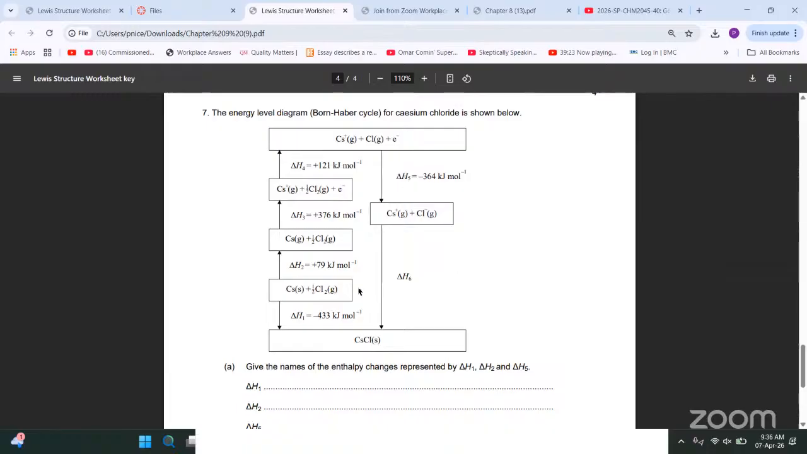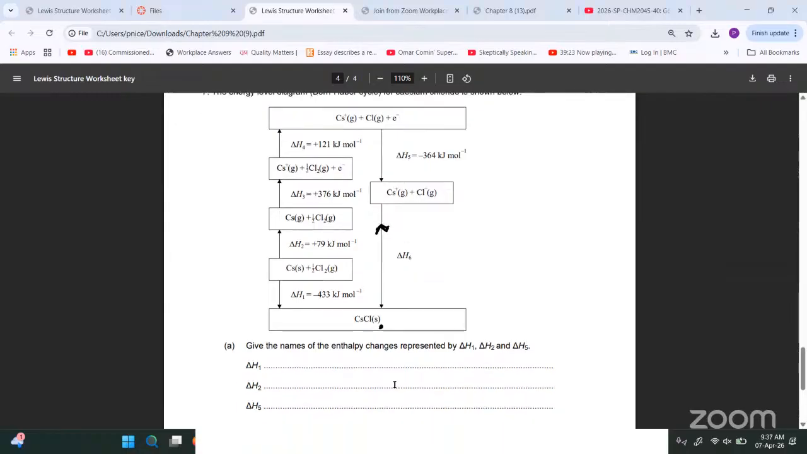And then if you remember, I said that in your textbook, the lattice energy definition is the enthalpy change when you go from the solid compound to the gaseous ions. So I'm going to remove this arrow here and put the tip of the arrow here. So that would be the lattice energy. They gave us this, and the question is asking for you to give the names of the enthalpy changes represented by delta H1, delta H2, and delta H5.